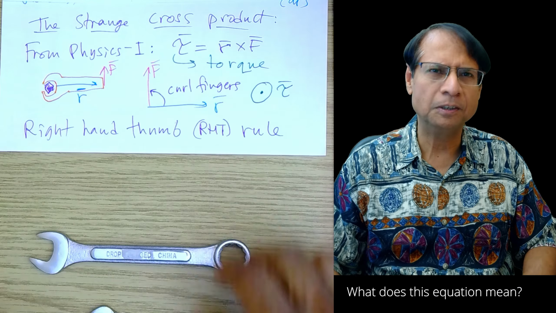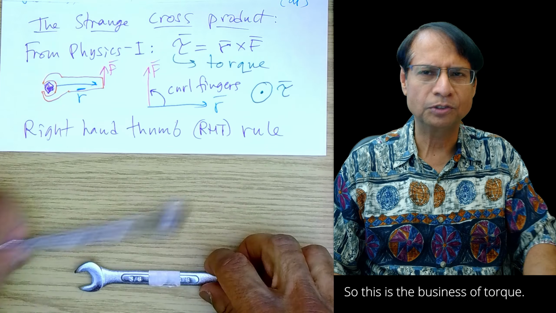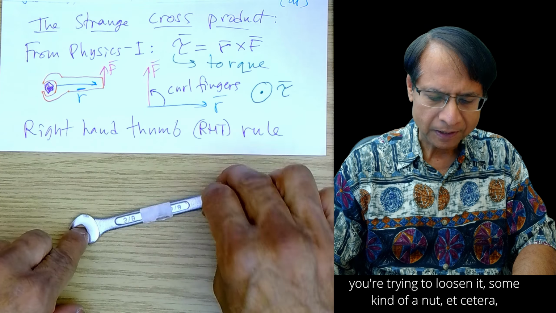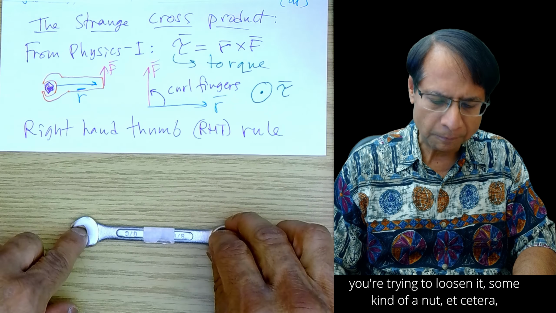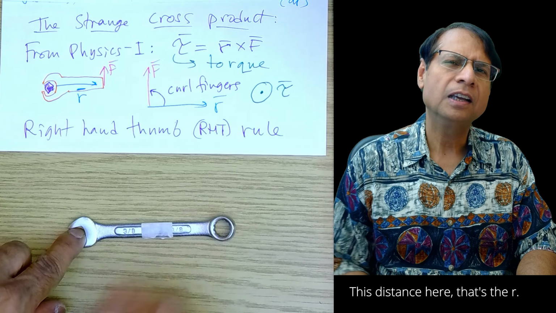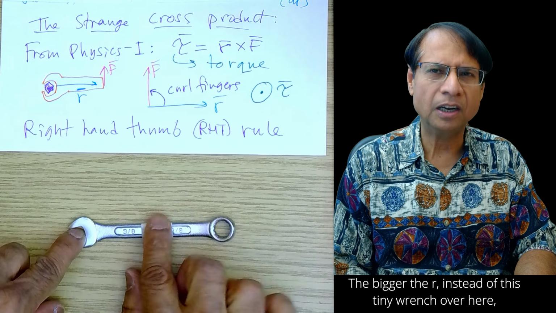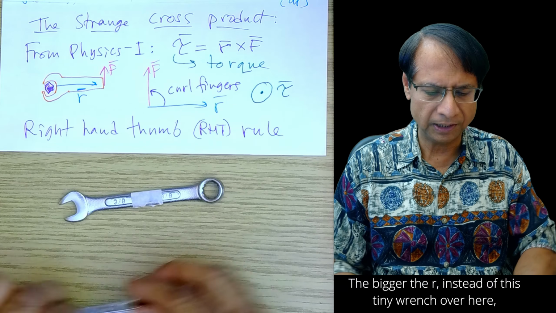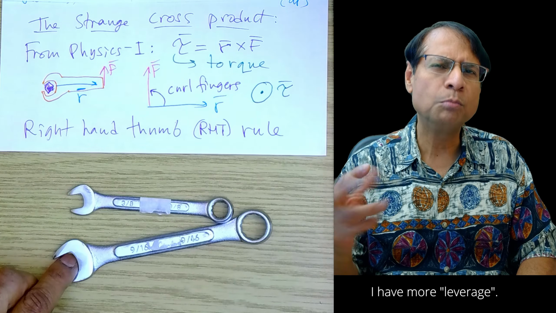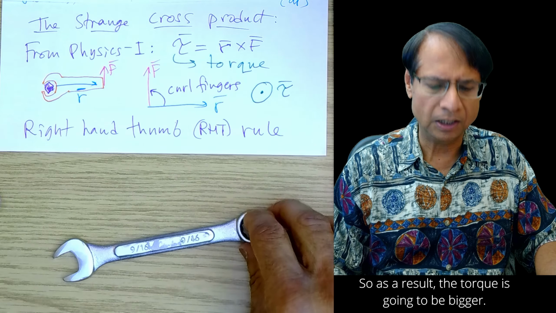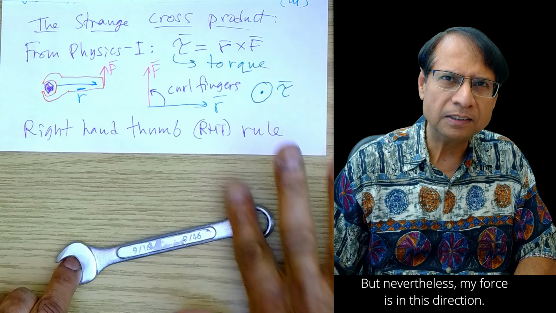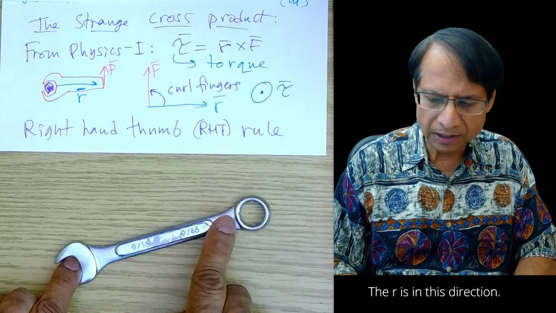What does this equation mean? So this is the business of torque. If you have a screw over here, you're trying to loosen it, some kind of a nut, etc., then this is the force that's applied. This distance here, that's the R. The bigger the R, so instead of this tiny wrench over here, if I have something longer like this, I have a bigger R. I have more leverage. So as a result, the torque is going to be bigger. But nevertheless, my force is in this direction. The R is in this direction.